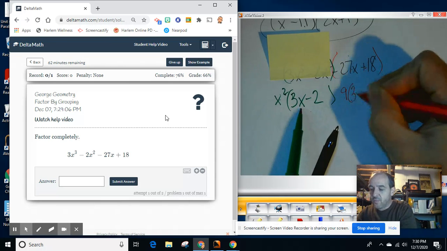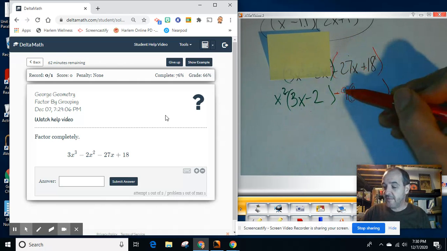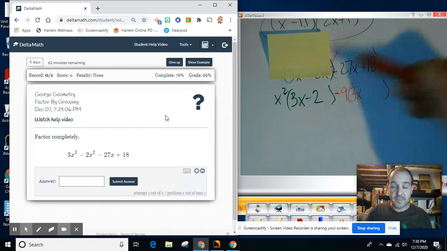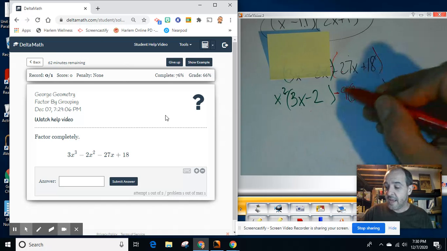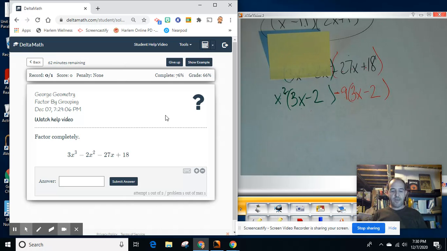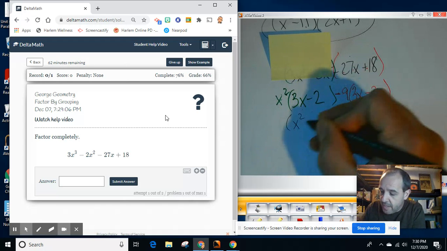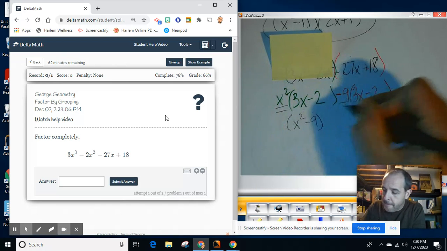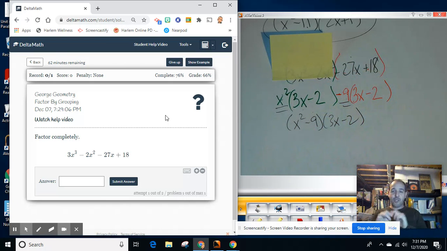I want this to be 3x. So the 9 has to be negative, because negative 9 times 3 would be negative 27. Now let's make sure. Negative 9 times what would be positive 18? Negative times negative is positive. So you can work that through. And isn't it a coincidence what happened here? x squared minus 9, 3x minus 2. If you put this as the answer, it's going to tell you you're wrong. Now, it's partially wrong, but it's still wrong.